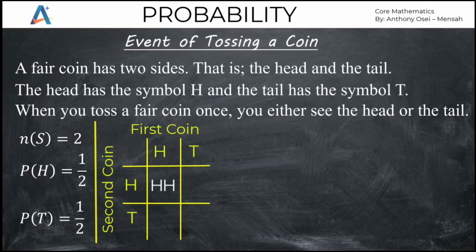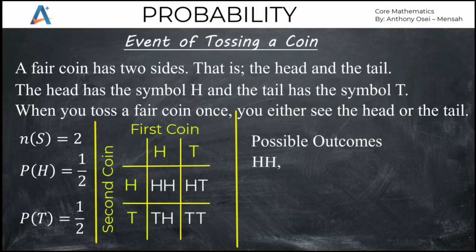Now here again, the first coin can give you a head, and the second coin can give you a tail. That is what we call head-tail. Also, the first coin can rather give you a tail, and then the second coin will give you a head. Now look at this. The first coin can rather give you a tail, and the second coin also a tail. So that means the possible outcomes will be head-head, head-tail, tail-head, and then tail-tail. Right from those ones on the table. Head-head, that's the one here. Head-tail, that's the one here. Tail-head, and then the tail-tail. Meaning that whoever tosses a fair coin twice, or also to say two fair coins once.